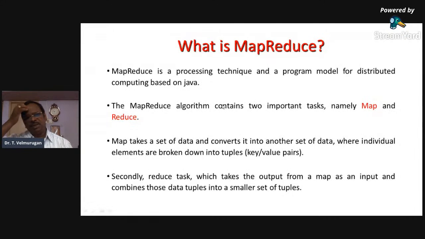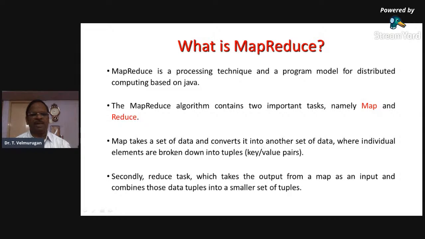Before going further into MapReduce, and how to effectively use the MapReduce methods, you must have some idea about the Java language. Then only is it possible to understand the MapReduce method. The MapReduce algorithm contains two important tasks.